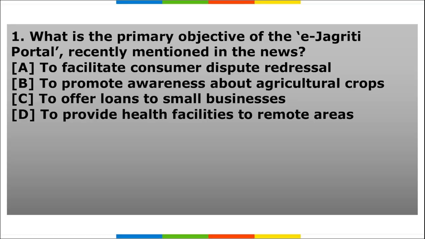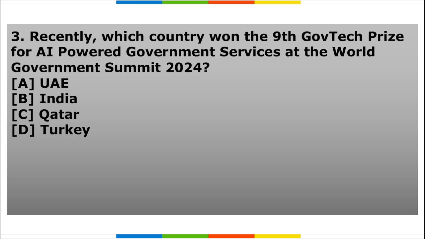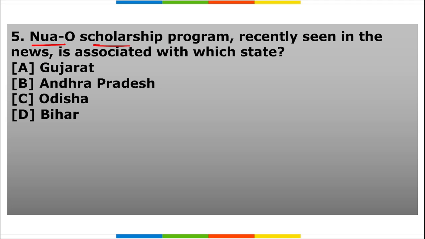Next is our homework section. First, what is the primary objective of the e-Jagriti portal, right? E-Jagriti portal that was recently mentioned in news. What is the primary objective? Second, what is Kaskuta Dodder, recently seen in the news? Third, which country won the 9th Government Tech Prize for AI-powered government services at the World Government Summit 2024? Fourth, which state government has officially declared Kaji Nemu, that is a citrus lemon, as their state fruit? We have just seen. And fifth, Nuao scholarship program recently seen in news is associated with which state?